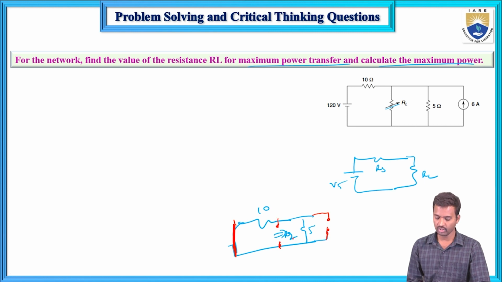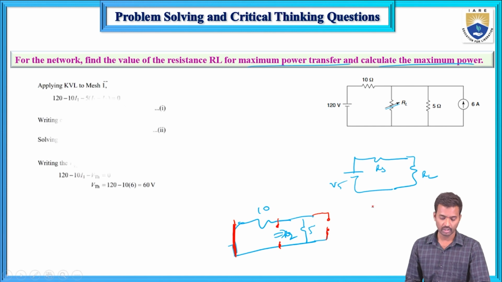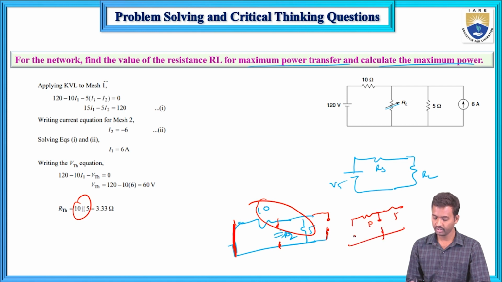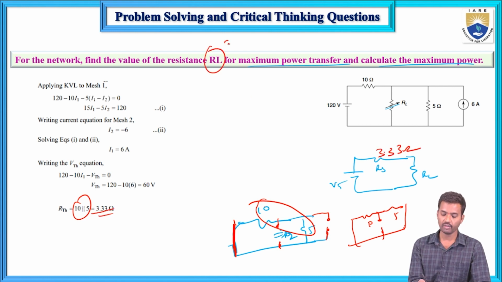Calculate this R equivalent. These two, 10 and 5, are connected in parallel, so the circuit looks like this. 5 and 10, these two are connected in parallel, so that value is 3.33 ohms. This RL value is 3.33 ohms.